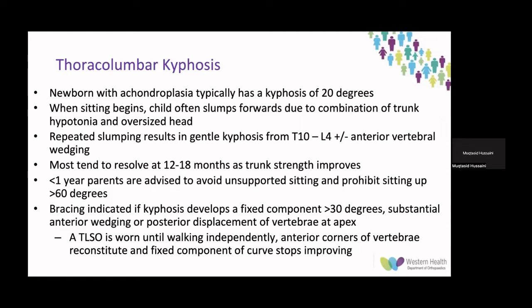Bracing is indicated if the kyphosis develops a fixed component of greater than 30 degrees, substantial anterior wedging, or posterior displacement of the vertebra at the apex. A thoracolumbosacral orthosis, or TLSO, is worn until the child is walking independently, the anterior corners of the vertebrae reconstitute, and the fixed component of the curve stops improving. There are some downsides to bracing, however. There is a risk of falls due to having a large brace on a small body with poor truncal control. It can also have a detrimental effect on pulmonary function, as these children already have small chests and often pre-existing respiratory difficulties.